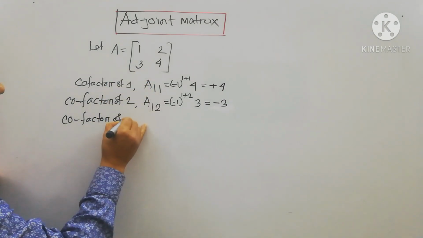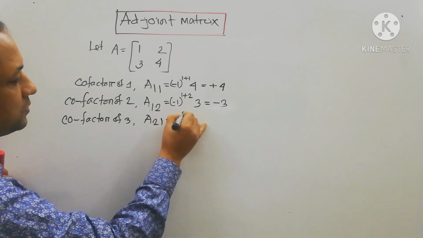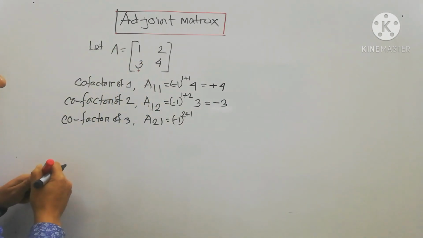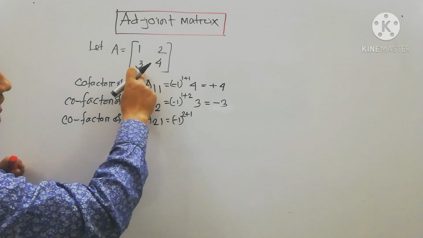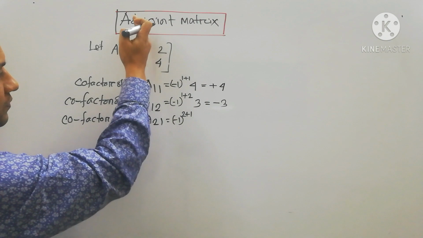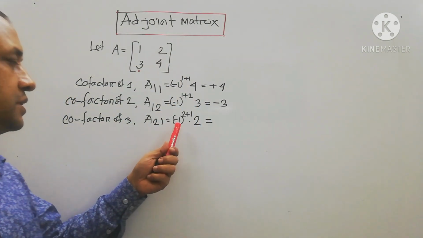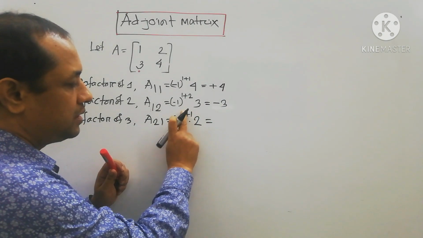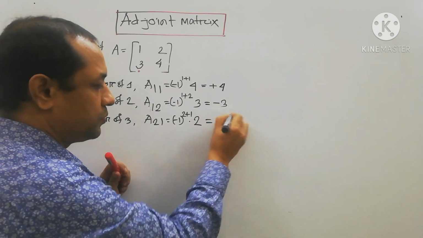of 3 is denoted by A21, so minus 1 whole to the power 2 plus 1, and this is the cofactor of 3. The position of the cofactor of 3 is second row and first column. So second row and first column are cancelled, so the minor is 2. So student, here the sum of number of row and number of column is an odd number, so the cofactor is minus 2.